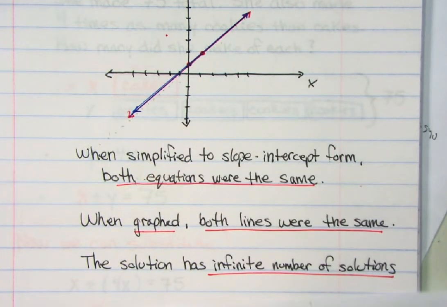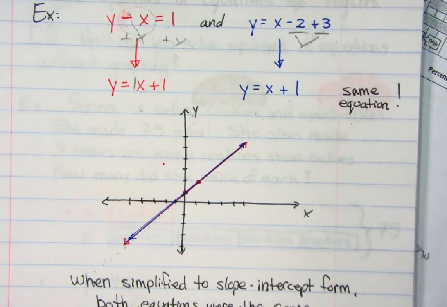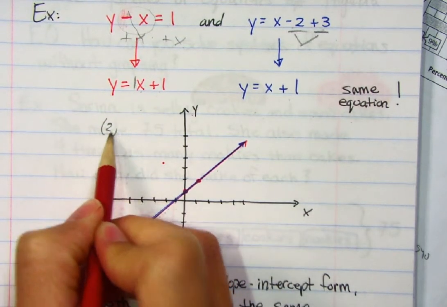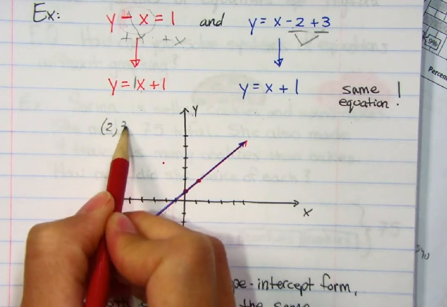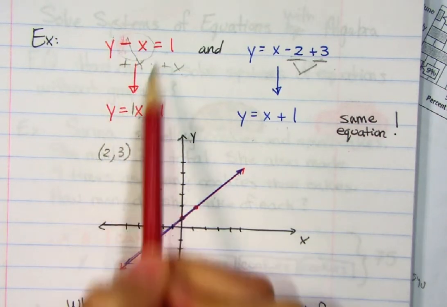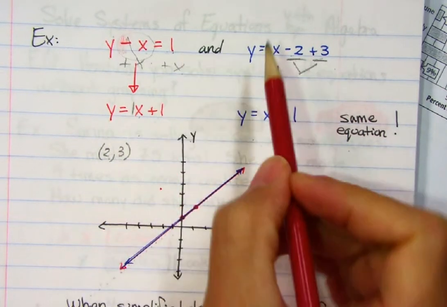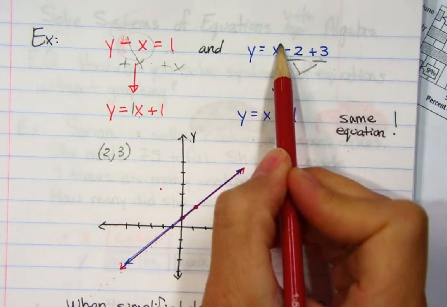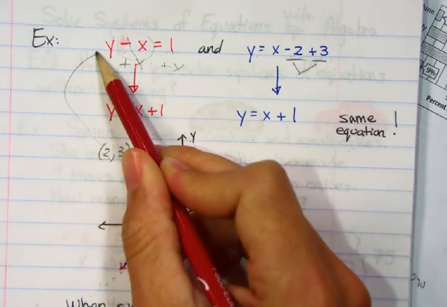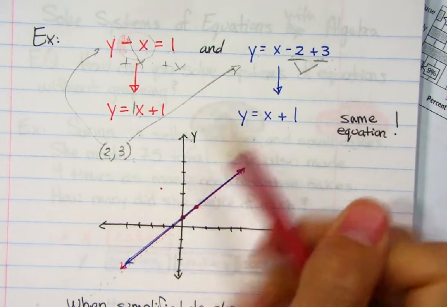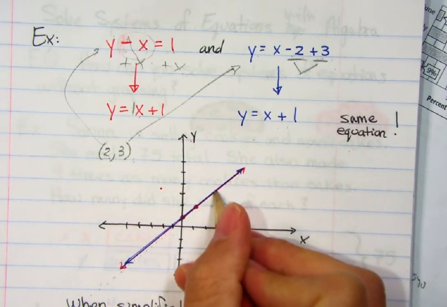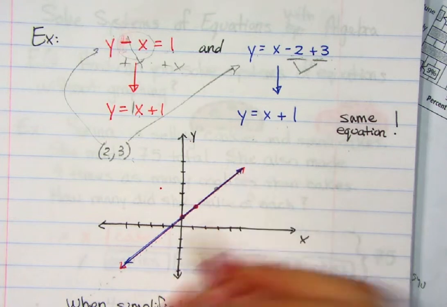Any combination that works for one will work for the other. For instance, let's say I chose 2 for x. 2 plus 1 is 3. That works over here, right? Because 3 minus 2 equals 1. Then it'll work over here too. 2 minus 2 is 0, plus 3 is 3. So it works for both this one and that one. This is just one I chose, 2 and 3, right there, but it could be any point on this line.